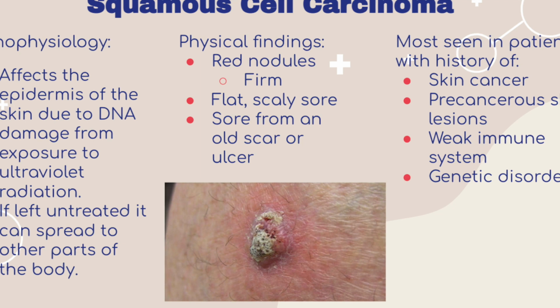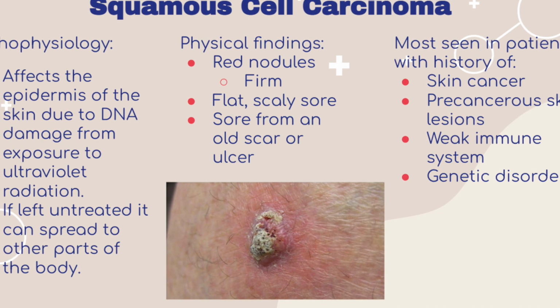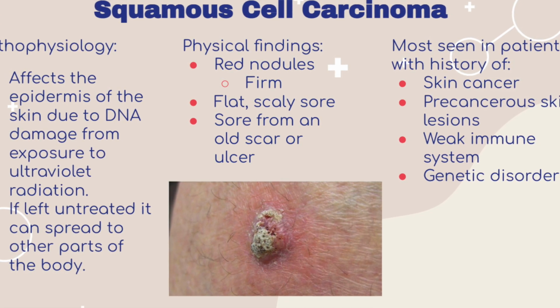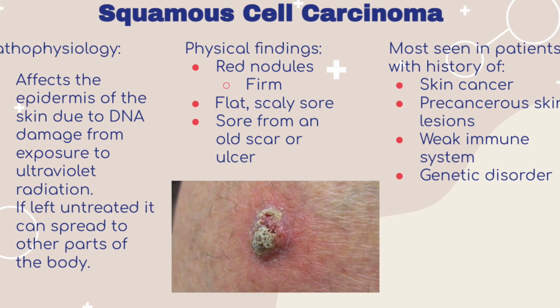The pathophysiology of squamous cell carcinoma is that it affects the epidermis of the skin due to some DNA damage from exposure to ultraviolet radiation. If it's left untreated, it can spread to other parts of the body.